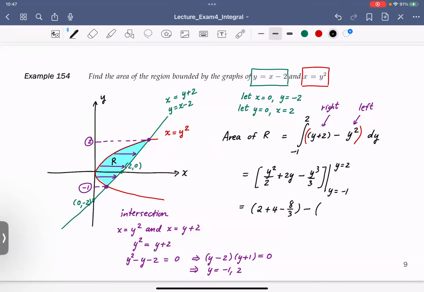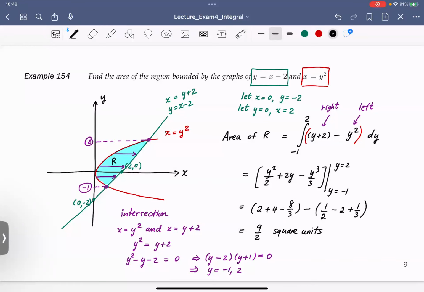So it's going to be 1/2 minus 2, and then plus 1/3. And then once you calculate these fractions and numbers, you get 9 over 2 square units. This is going to be the answer for this question. So the answer is 9 over 2 square units.